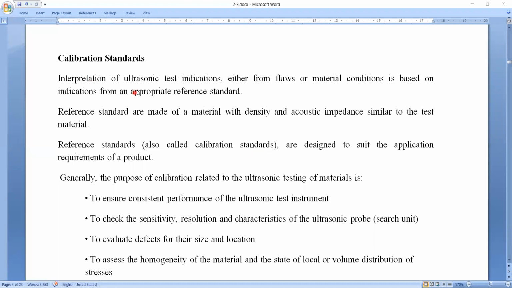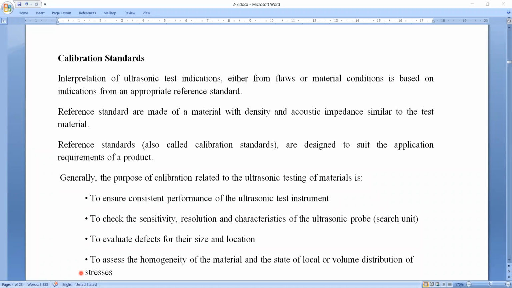Interpretation of ultrasonic indications: you get results from the CRT screen, but we have to predict the flaw type, what kind of flaw it is, the size of the flaw, and the orientation of the flaw. We have to interpret the data related to the defect. Okay, how can you interpret the data?